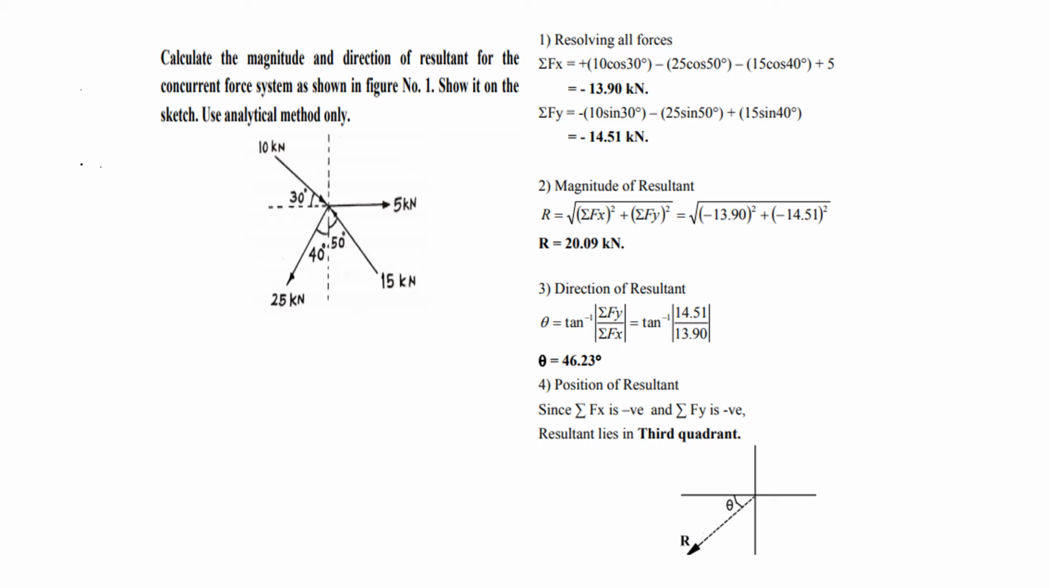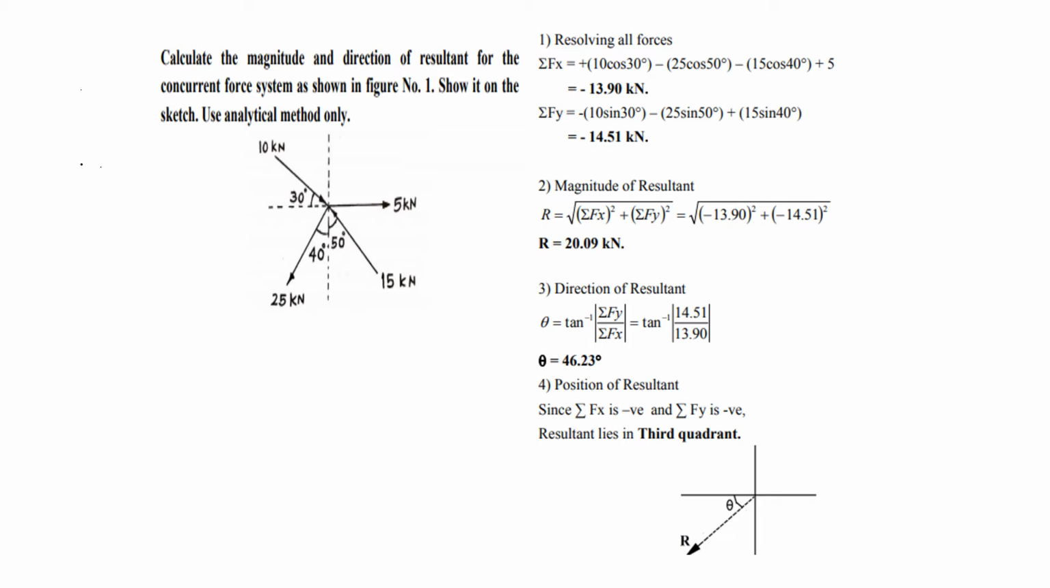Calculate magnitude and direction of resultant for the concurrent force system as shown in the figure. Show it on a sketch. Use analytical method only. So we have to use the analytical method, not the graphical method. It is a concurrent force system, that is, all forces meet at one point. First we will resolve all forces and find summation Fx and summation Fy.